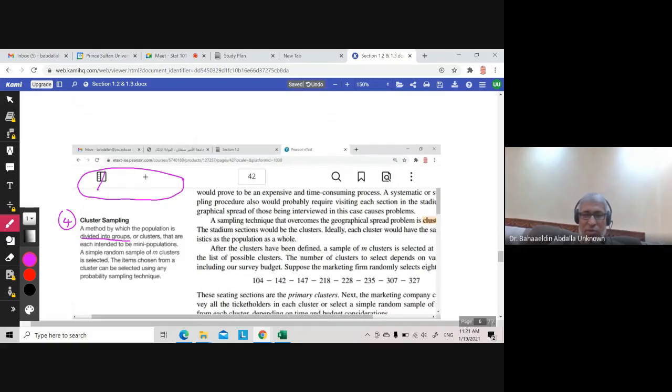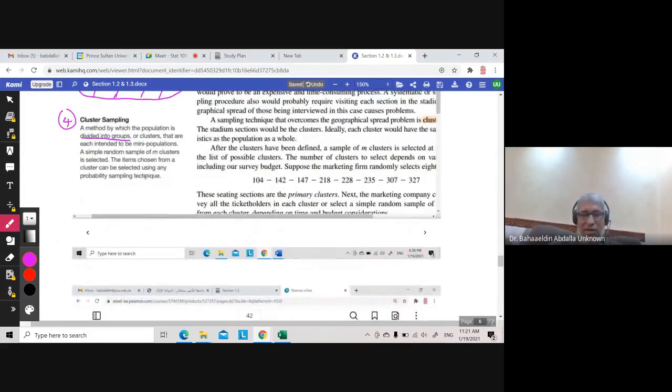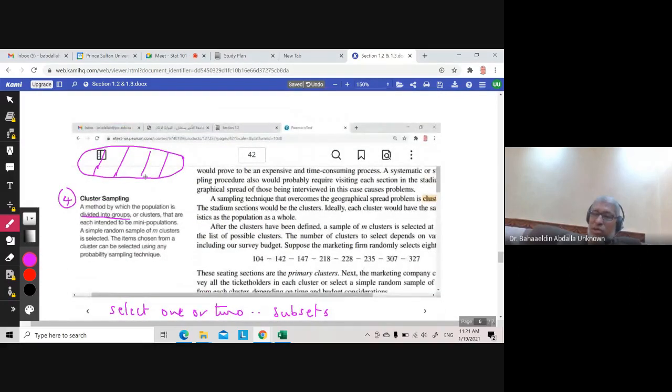So we divide into subgroups 1, 2, 3, for example 5 subgroups. But here we select 1 or 2 or 3 as you wish, according to your budget or whatever. You select 1 or 2 subsets, whole subsets. Okay, so here you select one or two or more subsets. So the difference between stratified and cluster: in the stratified, you don't select one or two clusters or subsets. No, from each subset you select a group or a sample. But in cluster sampling, you don't go to each one of them. You just select one or two of them.